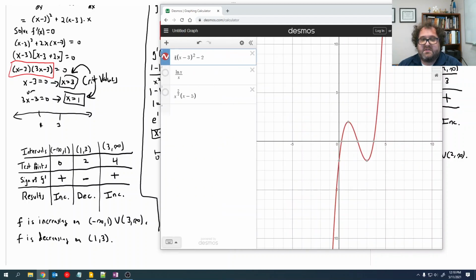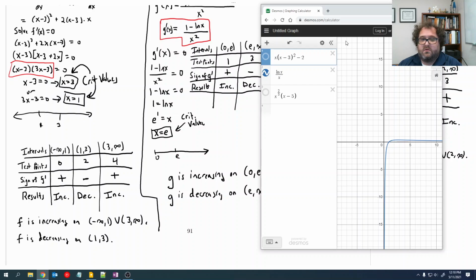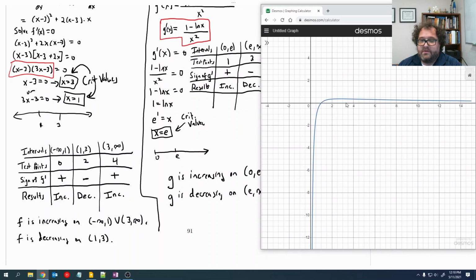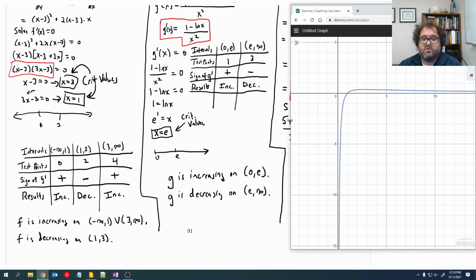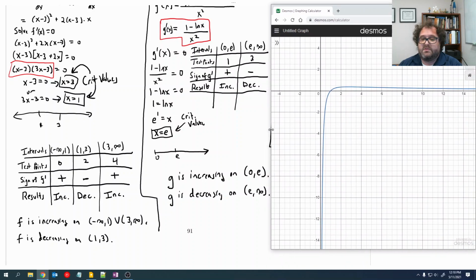All right, what about the second function? Natural log x over x. This one's right in the middle of the page, so it's a little harder to see. There we go. So there is natural log x over x. And notice, what did we say? We said it was increasing until you get to e, and it was decreasing afterwards.